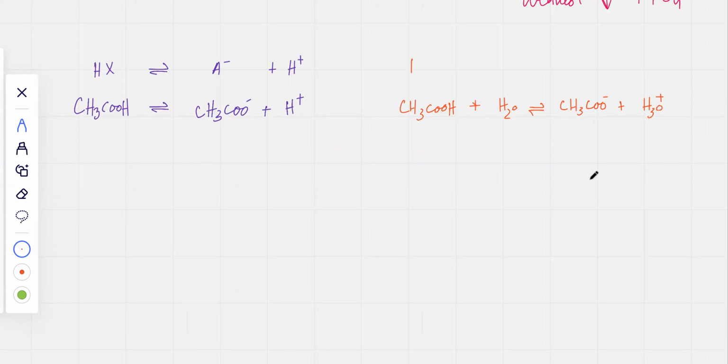So if I write a general equation for that, that's going to be HX. HX reacts with water and it produces an A minus one ion and an H3O plus one ion. Remember, we did have a discussion on this that H plus one ions don't exist in water actually. They get absorbed by water molecules to form H3O plus one.